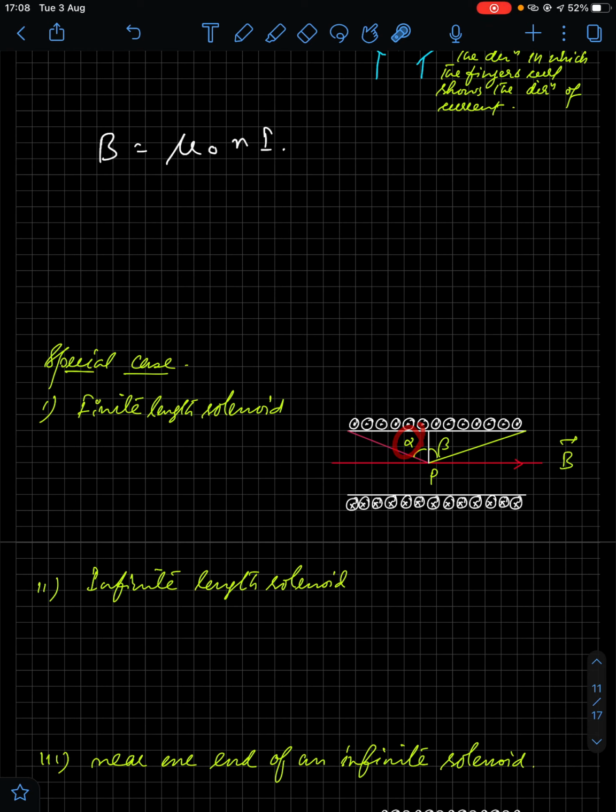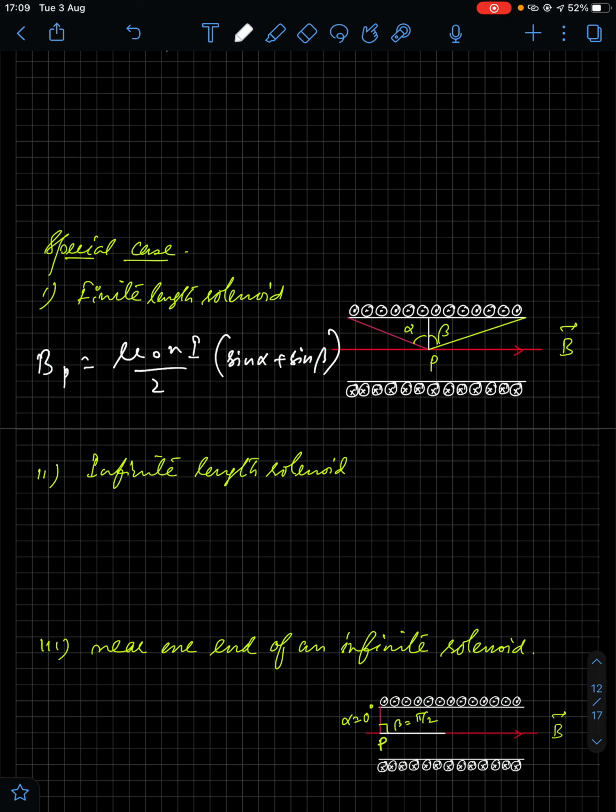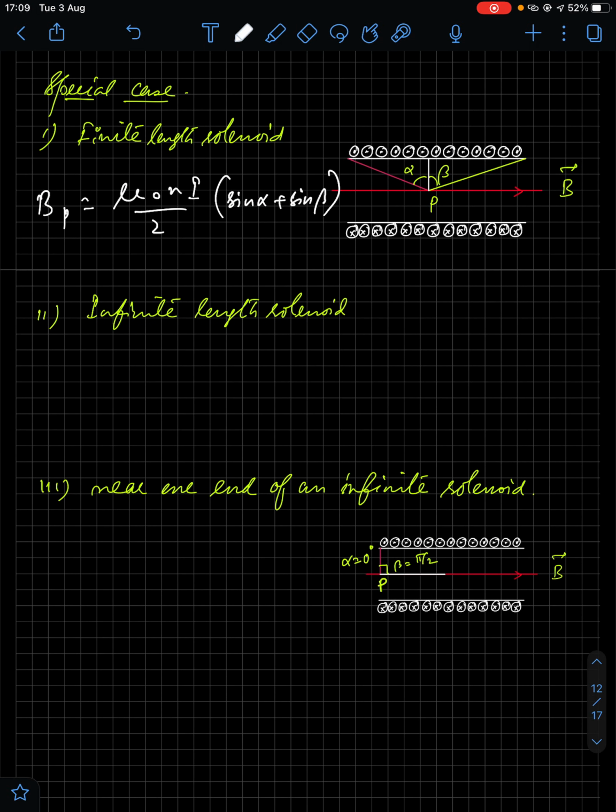So if we consider this end making angle alpha with the vertical, and this end making angle beta, then the relation for magnetic field at the point P will be given by mu naught n I divided by 2, into sin alpha plus sin beta. Okay, that is case number 1.